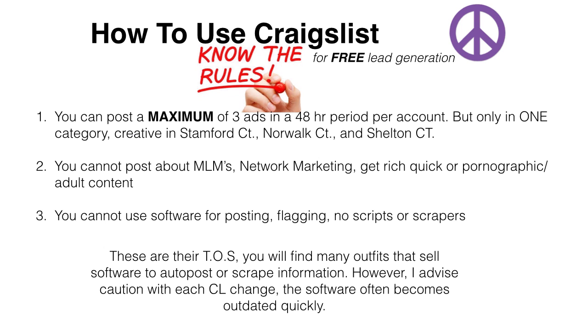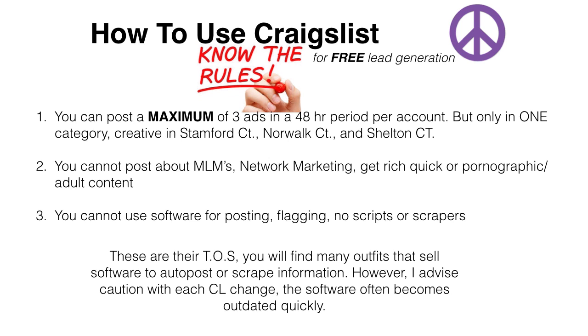Now, you do have to know the rules. You can post a maximum of 3 ads in a 48-hour period per account, but in only one category. So if you post an ad in Creative Gigs in Stamford, Connecticut, you can do another ad in Creative Gigs in Norwalk and Shelton, Connecticut.